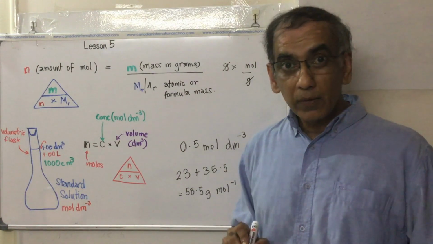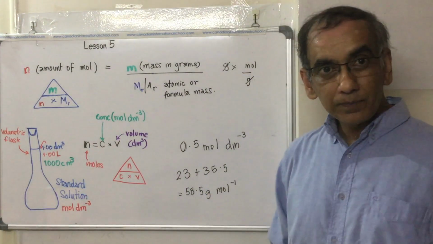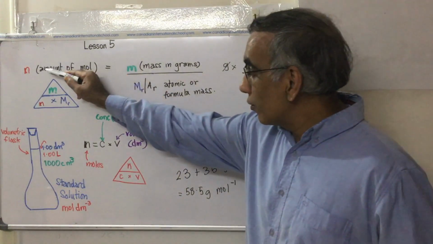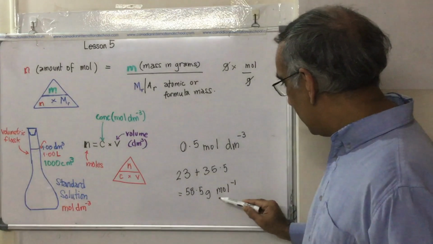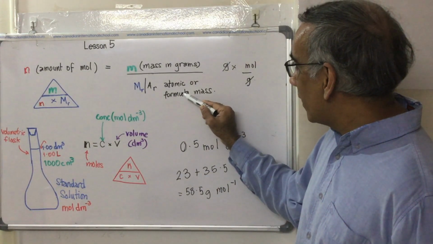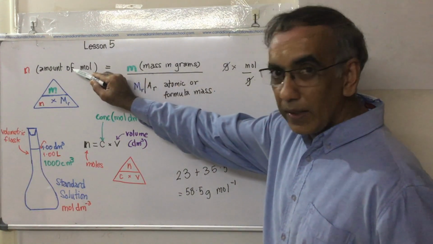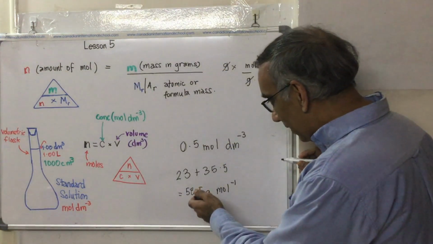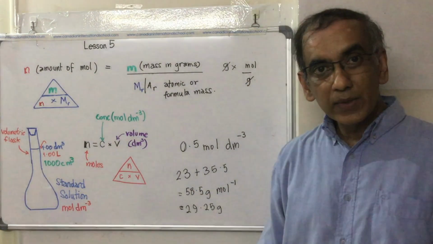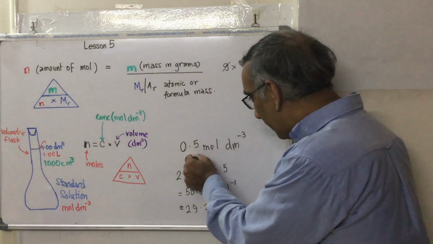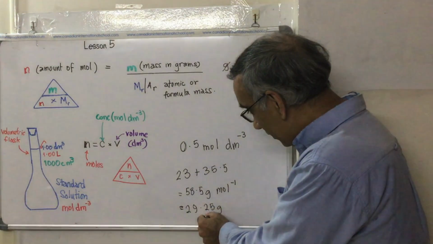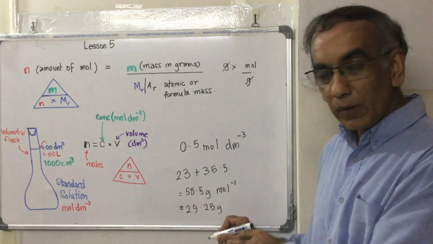1 mole of sodium chloride has this mass. But if you wanted 0.5 moles of it, then 0.5 would be coming here, 58.5 would come here, and of course you would solve by multiplying 58.5 by 0.5, and you would get approximately half of this, and that comes to 29.25 grams. So if you wanted to make a 0.5 moles per dm cube solution of sodium chloride, first you will get 29.25 grams of sodium chloride.